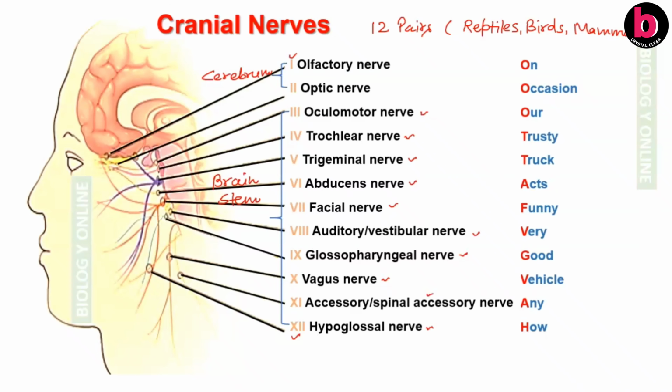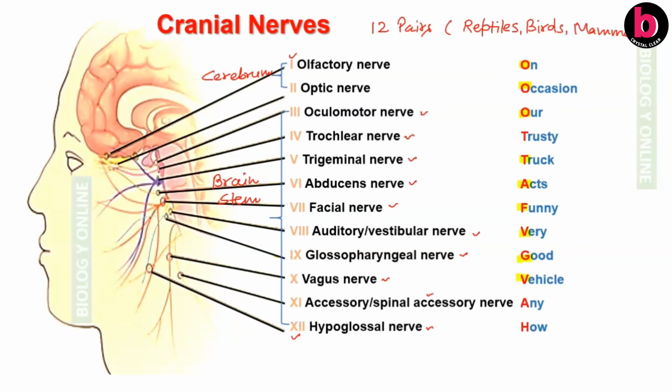And to memorize all these, the mnemonic is given here. On occasion, our trusty truck acts funny, very good vehicle anyhow. So here, from each word, the first letter represents the name of each cranial nerve.